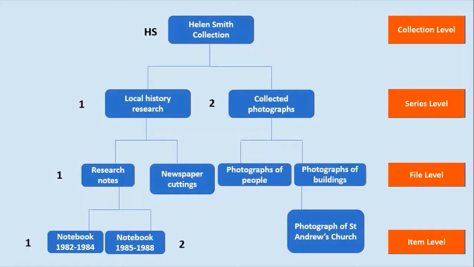Each level will have a reference code which links to a catalogue entry that researchers can look at. The whole collection is HS. The local history research is HS/1. The research notes are HS/1/1. And the second notebook is HS/1/1/2. The reference number is how you see the relationship. So HS/1/1/2 is the second item in the first file in the first series of the Helen Smith collection. It's convention to do forward slashes to separate the reference numbers rather than dots or dashes.